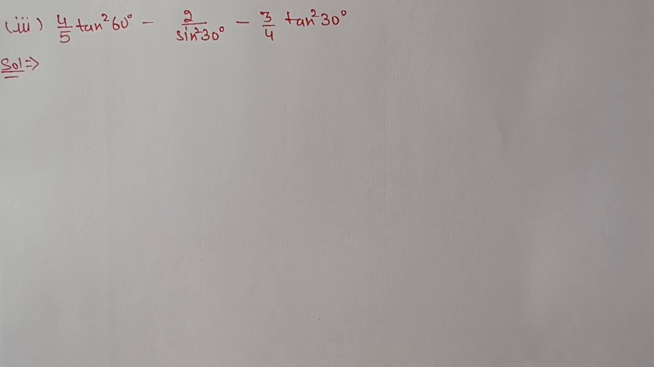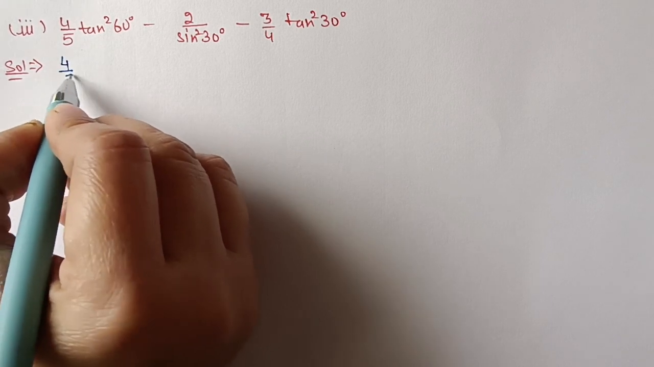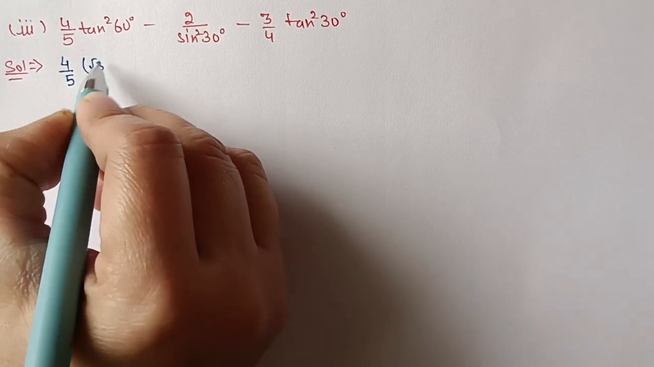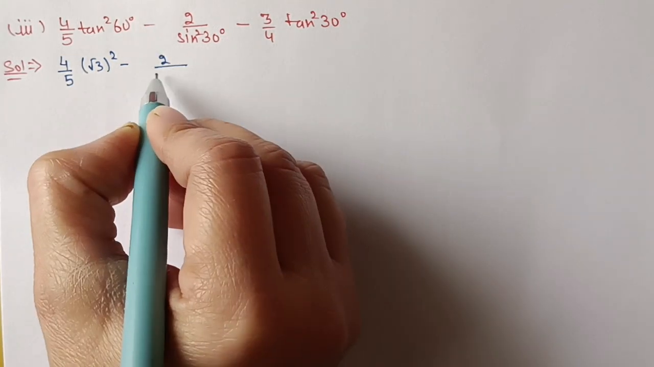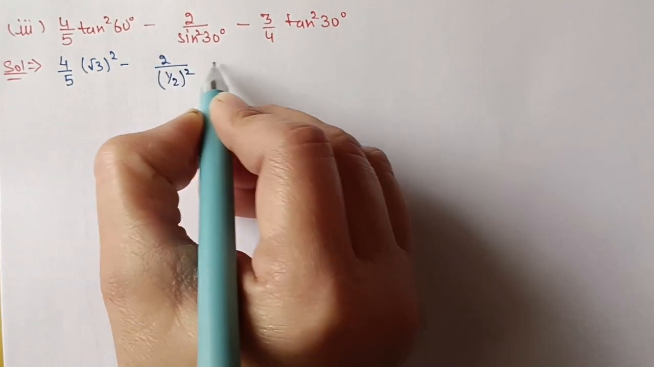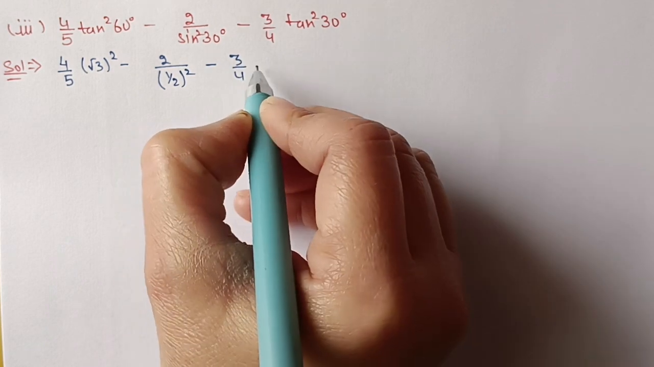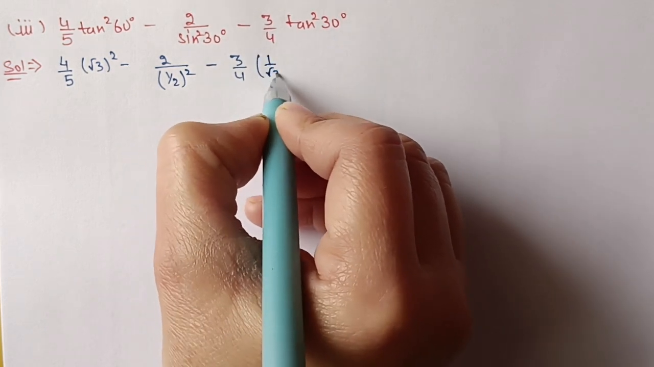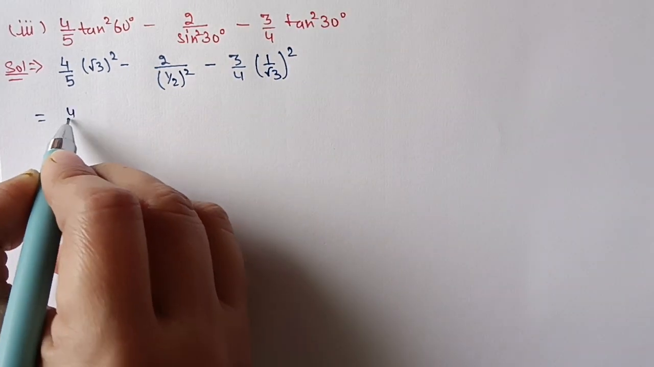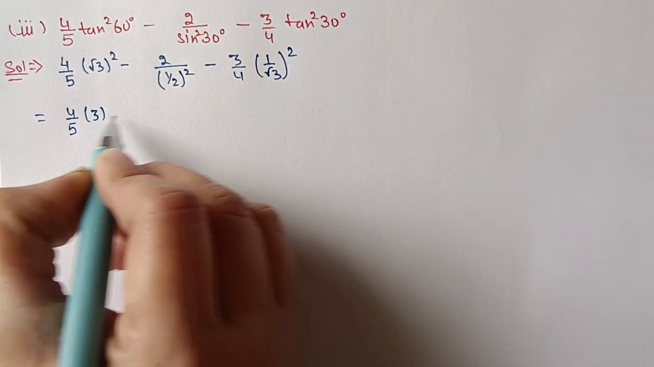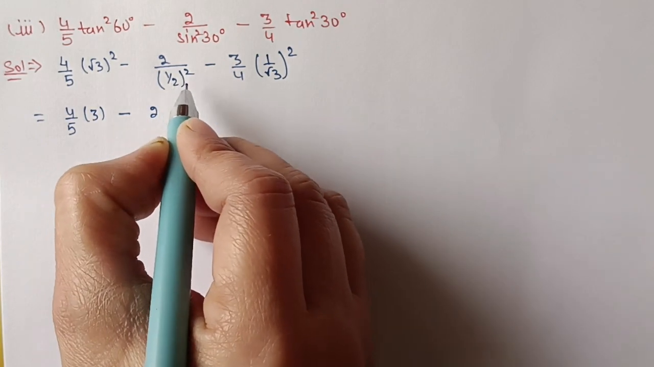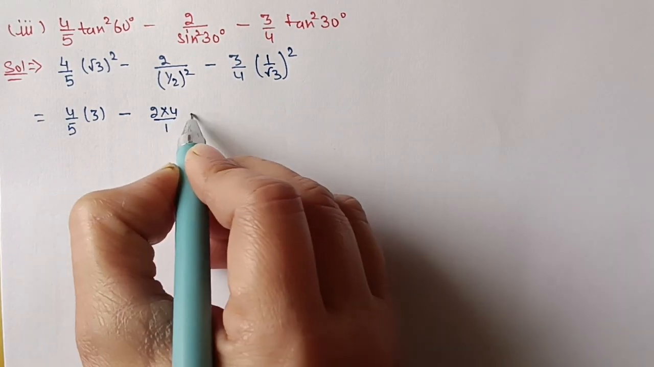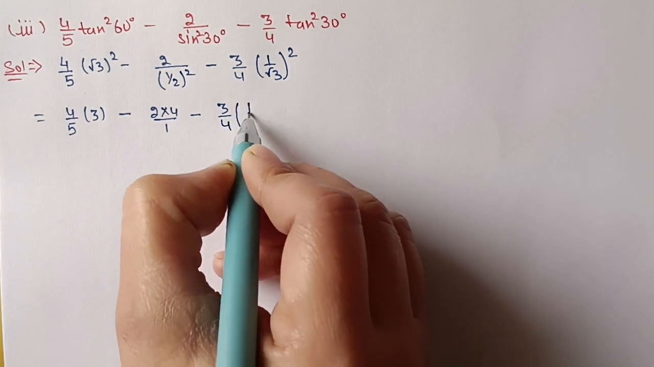Next third question, third part. 4 by 5 tan square 60 minus 2 upon sin square 30 minus 3 by 4 tan square 30. So substitute values here. Tan 60 value is root 3 whole square. Sin 30 value is 1 by 2 whole square. 3 by 4 tan 30 value is 1 by root 3 whole square. So 4 by 5 and here we are getting 3 minus 2, 1 by 4 will get and 4 will go up. Minus 3 by 4 into 1 by 3.